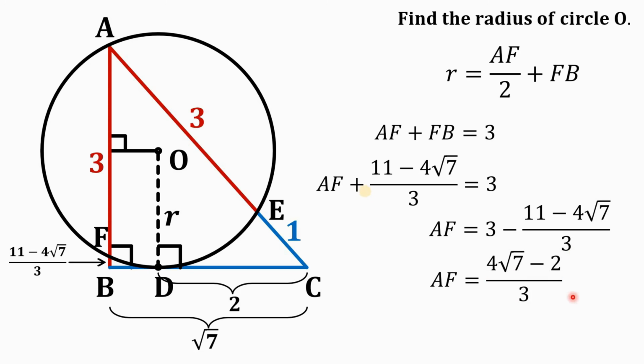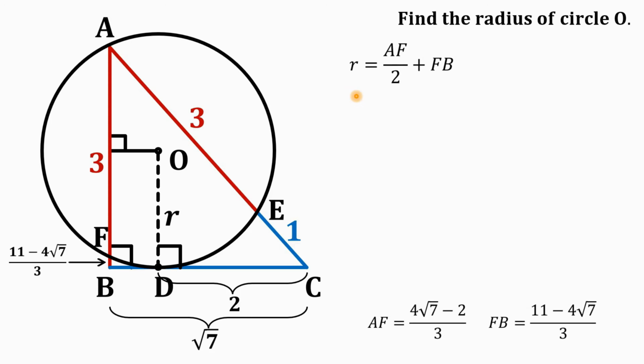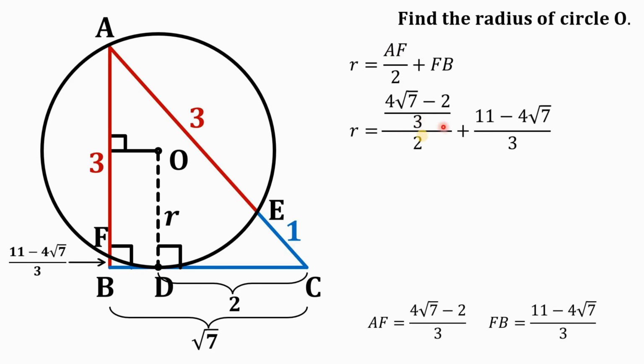We have the length of AF and we also have the length of FB. We now get the length of the radius of the circle O. We know AF is 4 times square root of 7 minus 2 all over 3. We know FB is 11 minus 4 times square root of 7 divided by 3. Simplify, the first term has a denominator of 6. Therefore, we need to multiply the second term by 2 divided by 2. If we do that, we get this equation for R.